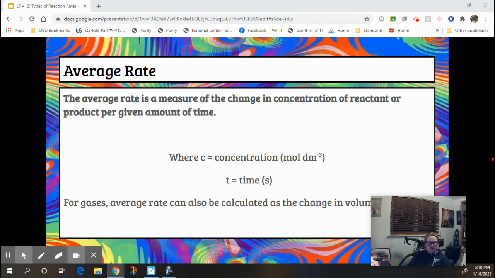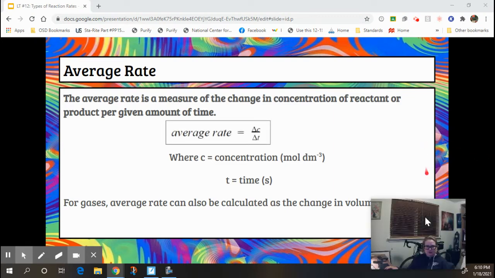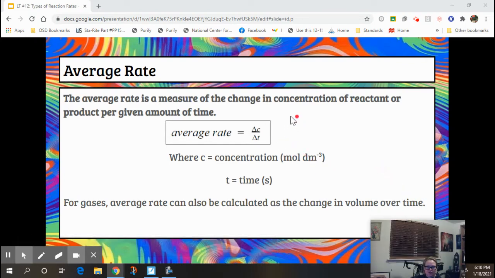The average reaction rate is a measure of the change in concentration of reactant or product per a given amount of time. So here's the equation for that. And you'll see here that the average rate is the change in concentration. Remember, the symbol delta means change, divided by the change in time. And if I state this more explicitly, it's the final concentration minus the initial concentration divided by the final time minus the initial time, and most of the time the initial time is 0.